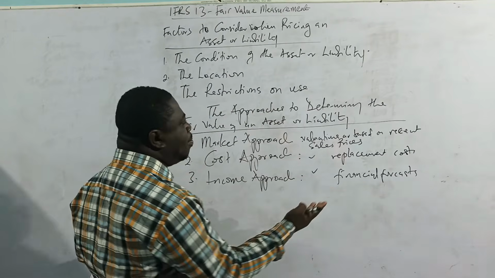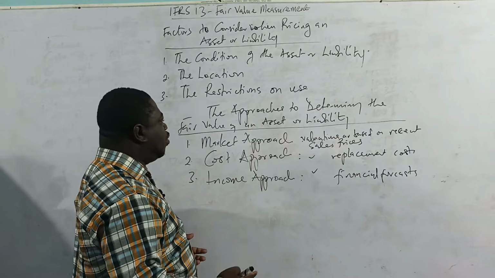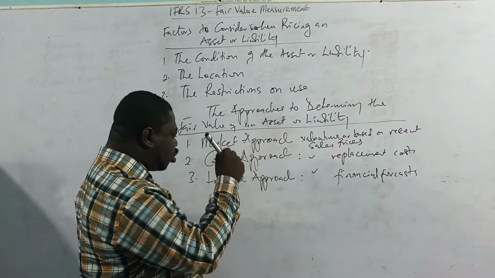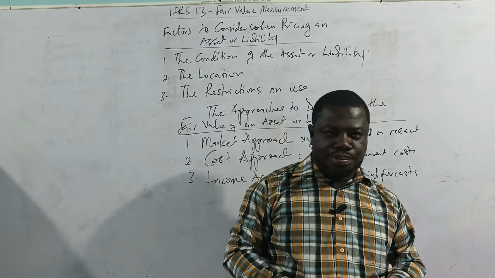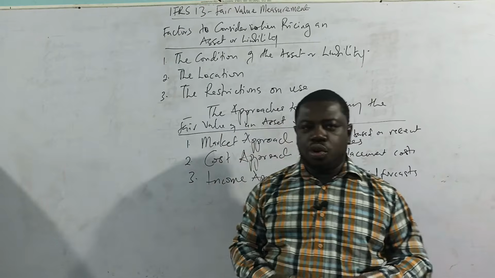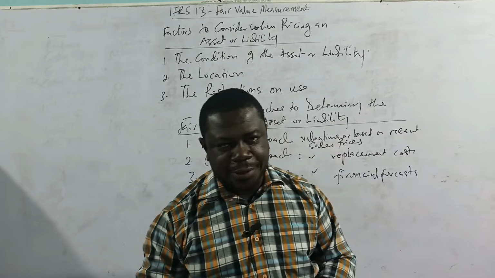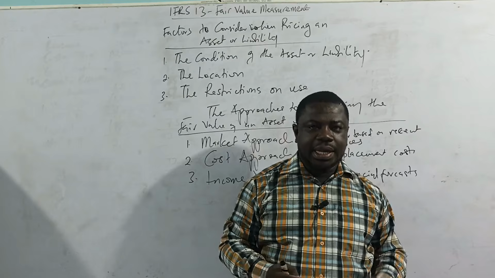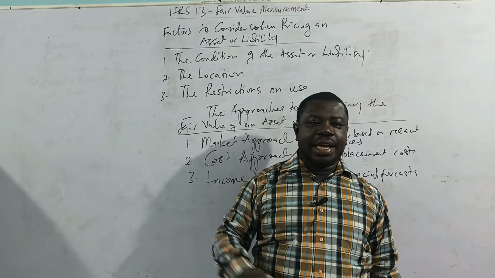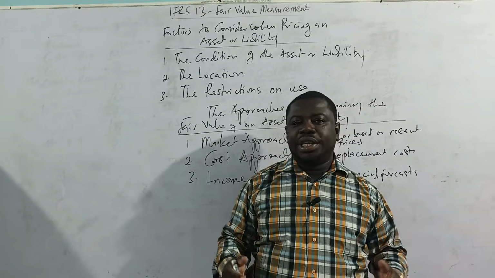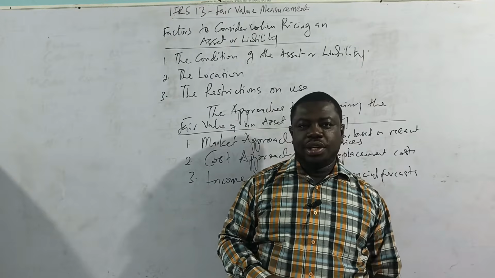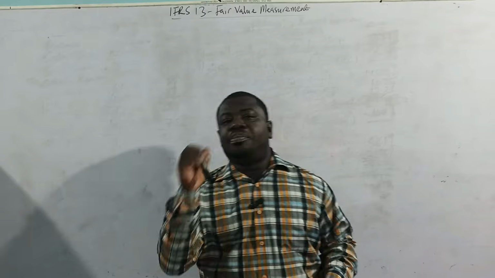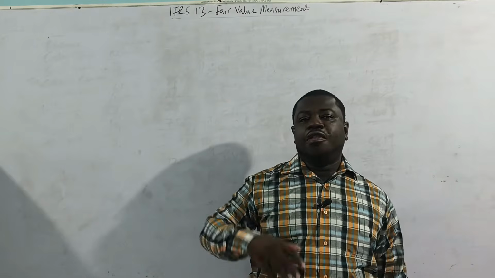So these are three approaches to determining the fair value of an asset or liability. You can use the market approach, the cost approach, or the income approach. I am sure this is very understandable up to this point. Okay. Now, what we are going to do is that we are going to define what an active market is, and then we'll look at the measurement of fair value in practice before we look at the question. We are going to zoom into the practical measurement of fair value.